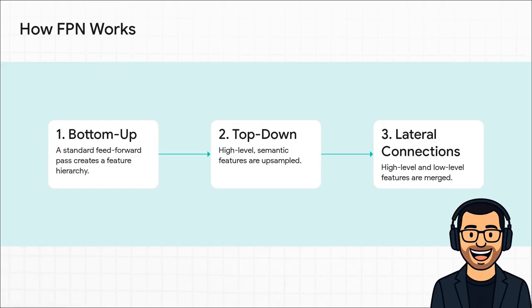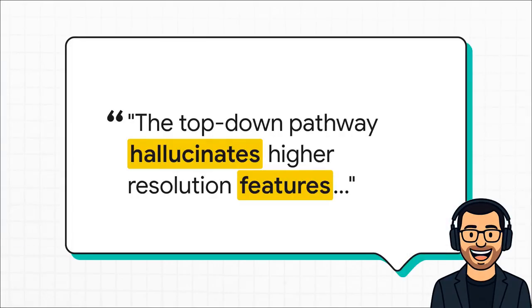And finally, these lateral connections act like bridges, merging that rich what-is-it information from the top-down path with the precise where-is-it information from the bottom-up path. I love this. The authors use this fantastic phrase to describe what's going on. They say the top-down path essentially hallucinates what these high-level concepts would look like if they were at a higher resolution. And then that lateral connection comes in and uses the actual high-res features from earlier in the network to ground that hallucination in reality. It's brilliant. It's how you combine the what with the where.